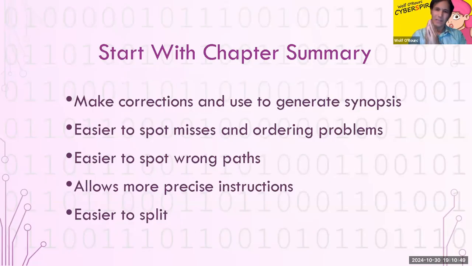Because we can't get a synopsis from the manuscript that is decent in any way, shape, or form, we're going to start with a chapter summary. Why? It makes corrections and using them to generate the synopsis possible. It's also easier to spot misses and ordering problems.